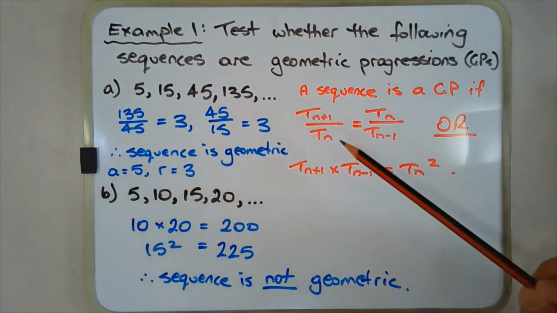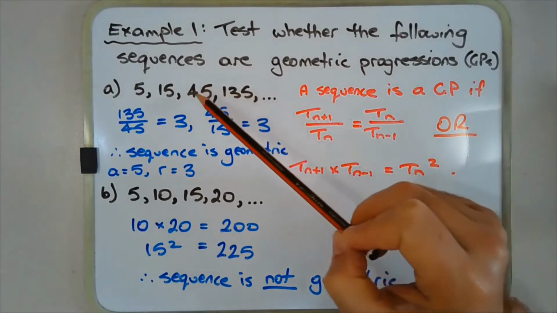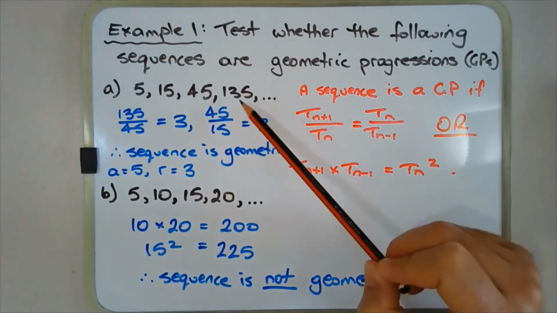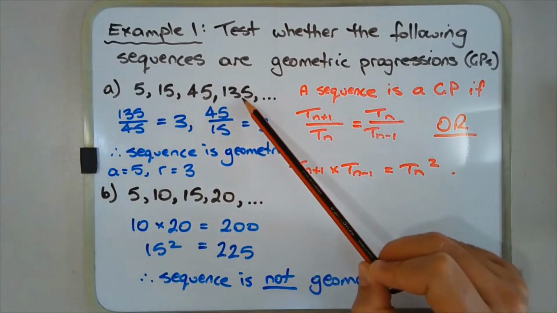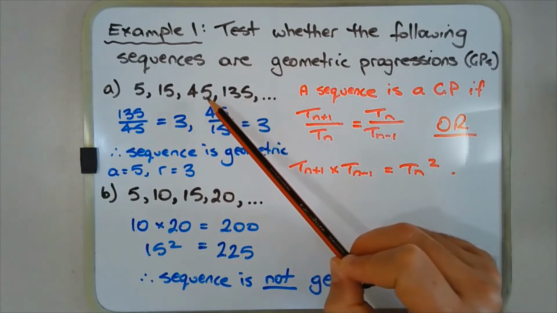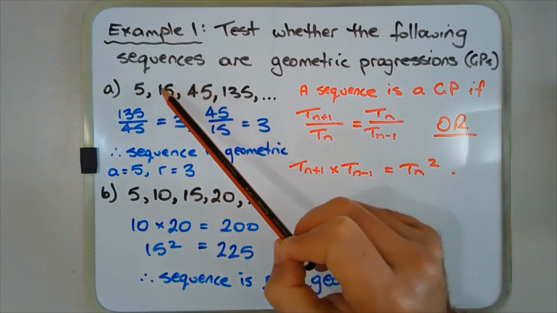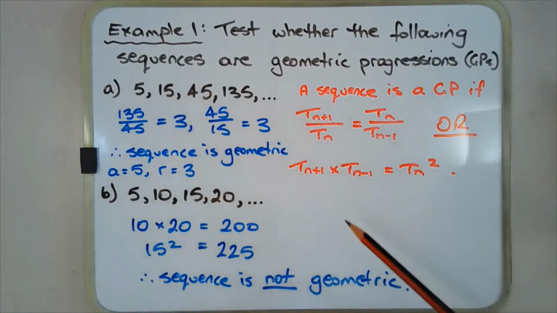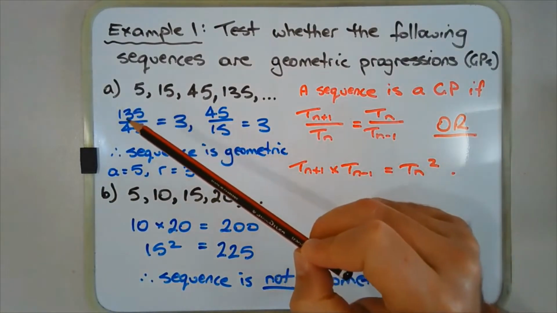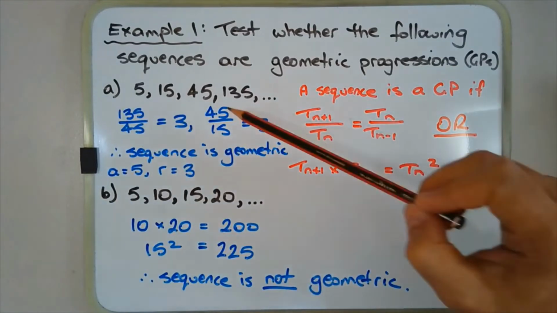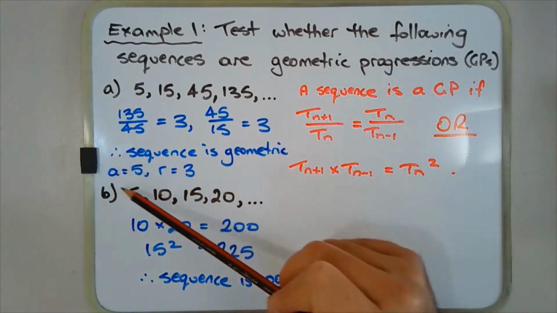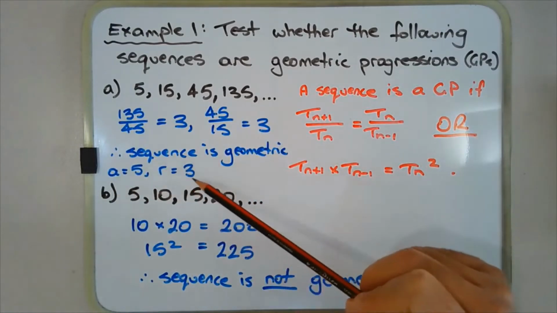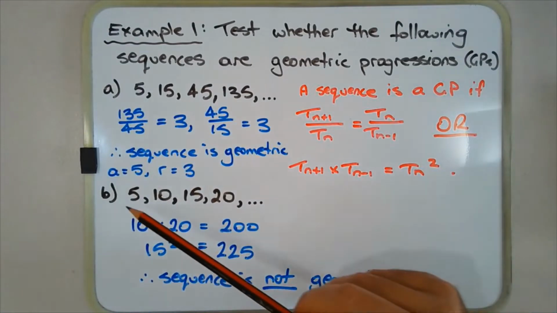But just applying the test, if we choose, for example, 3 consecutive terms, say 15, 45, and 135, and we divide 135 by 45, so that's Tn plus 1 divided by Tn, and then compare that with Tn divided by Tn minus 1, and we get the same ratio, then we can conclude that the sequence is geometric. So 135 over 45 equals 3. 45 over 15 also equals 3. So therefore, the sequence is geometric with the first term being 5, so a equals 5, and the common ratio is 3. Let's have a look at part B.